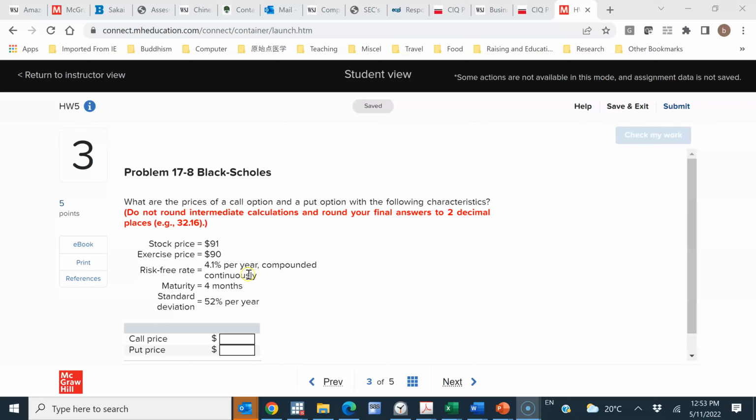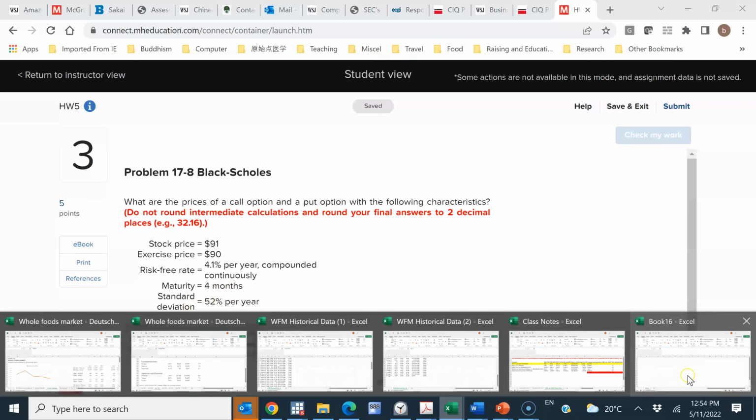So this is question number 3 of homework 5. What are the prices of a call option and a put option with the following characteristics? Stock price is $91 per share, exercise price is $90 per share, risk-free rate is 4.1% per year, compounded continuously, maturity is 4 months. Because we know the maturity needs to be in years, we need to convert this into the years.